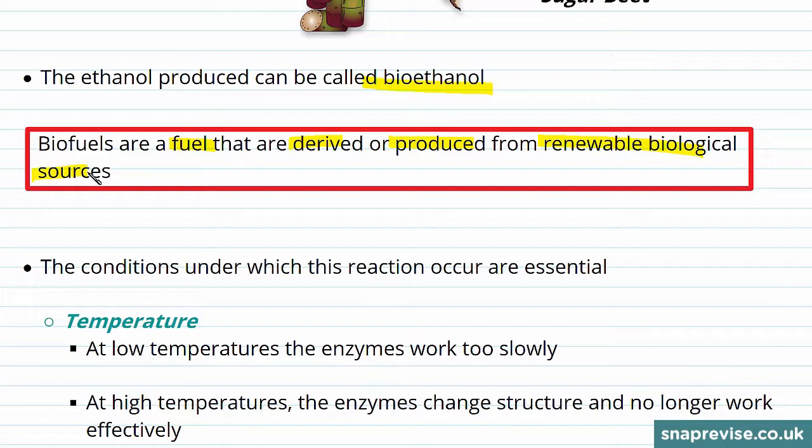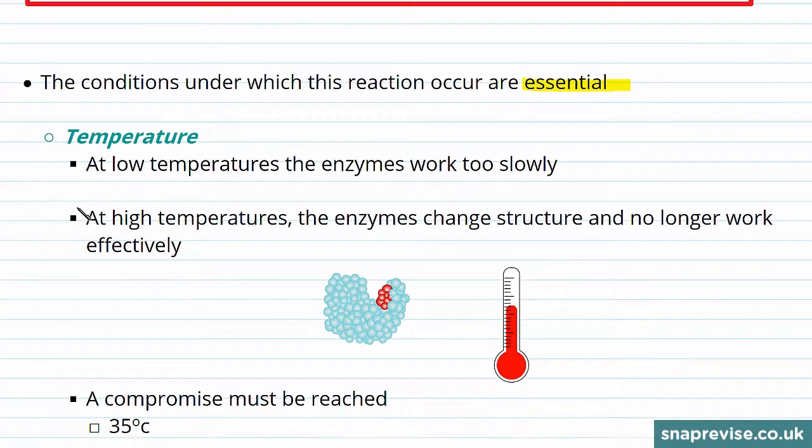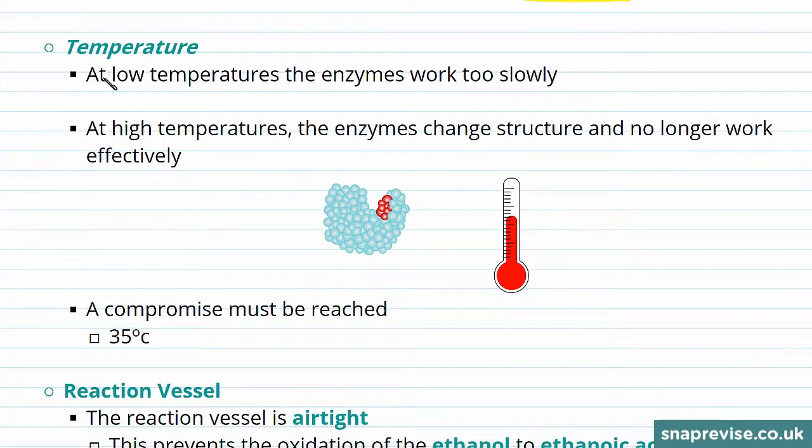Now, the conditions under which the reaction takes place are absolutely essential. If we take a look at the temperature, at low temperatures, the enzymes in the yeast will work too slowly. And at high temperatures, the enzymes change structure and no longer work efficiently. So therefore, a compromise must be reached. And that compromise is about 35 degrees Celsius. It's not too low that the enzymes will work slowly, and not too high that it will denature and disfigure the enzymes.